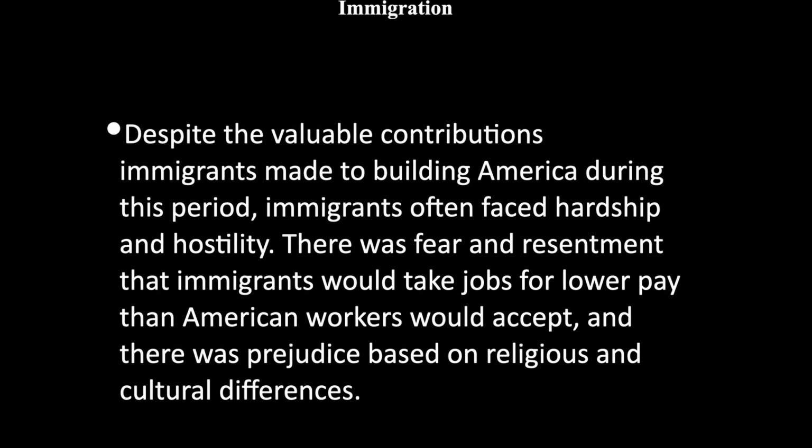So, despite all the valuable contributions immigrants made to building America during this period, immigrants often faced hardships and hostility. There was fear and resentment that immigrants would take jobs for lower pay than American workers would accept, and there was prejudice based on religious and cultural differences. We've talked about that on and off throughout the year.